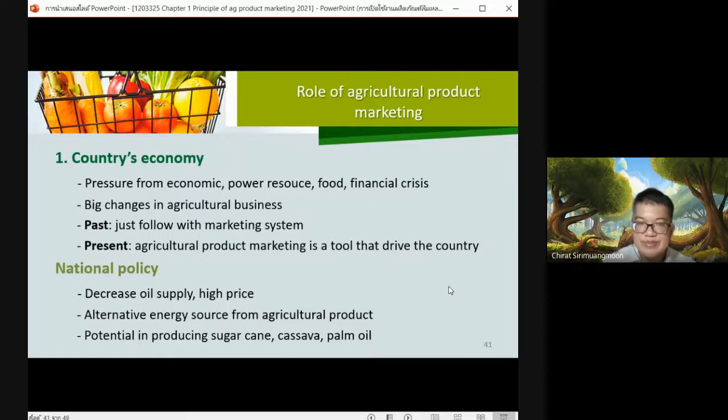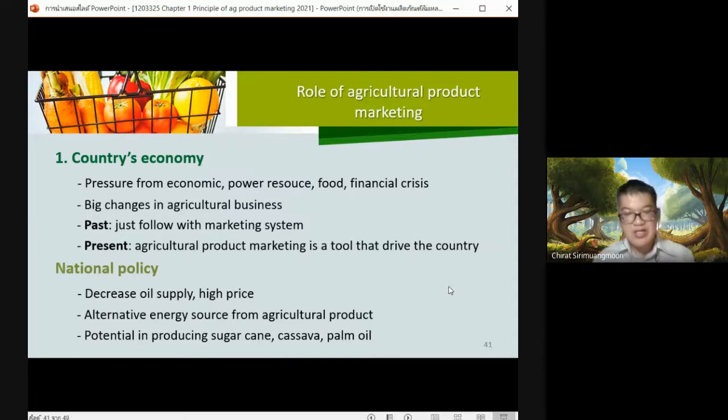Agricultural countries, if they have good marketing, it's going to be good for their countries. Because for now, the pressures of economics, the power or energy resources, and food and financial crises are the factors that drive big changes in agricultural business. Think about this one. In the past, we normally just followed the marketing system. But for now, agricultural products marketing is the tool to drive the country.